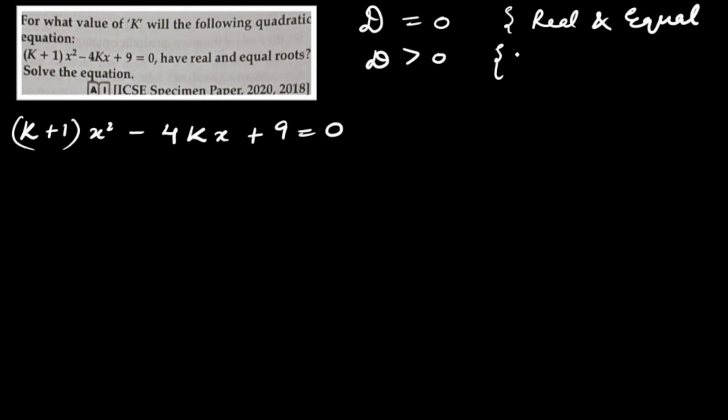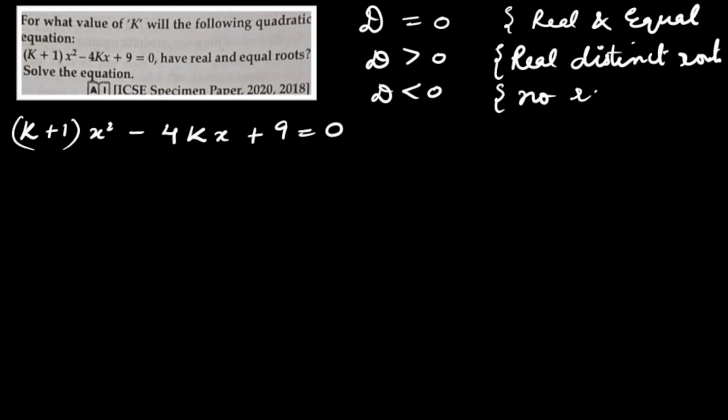Yesterday we discussed the nature of roots. Three cases we discussed. If the discriminant is equal to 0, that means real and equal roots. If the discriminant is greater than 0, that means real and distinct roots. And if the discriminant is less than 0, no real roots. So now we make use of the first one, discriminant equal to 0, because two equal roots are there.